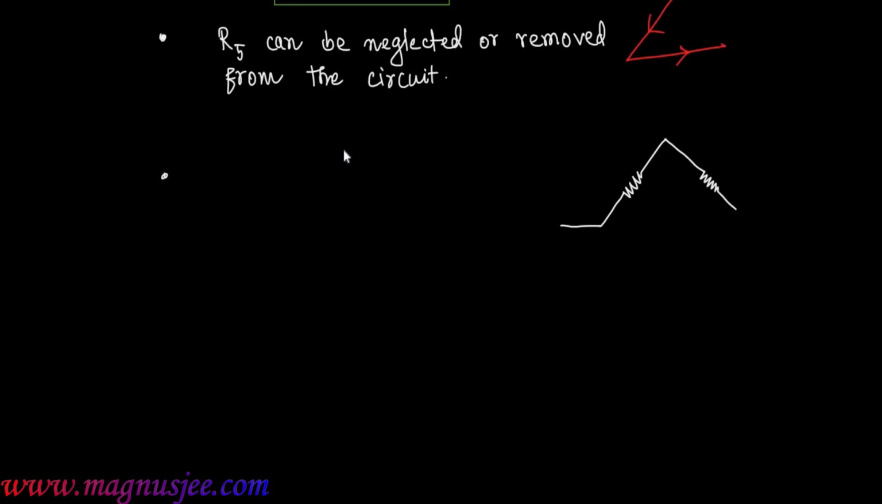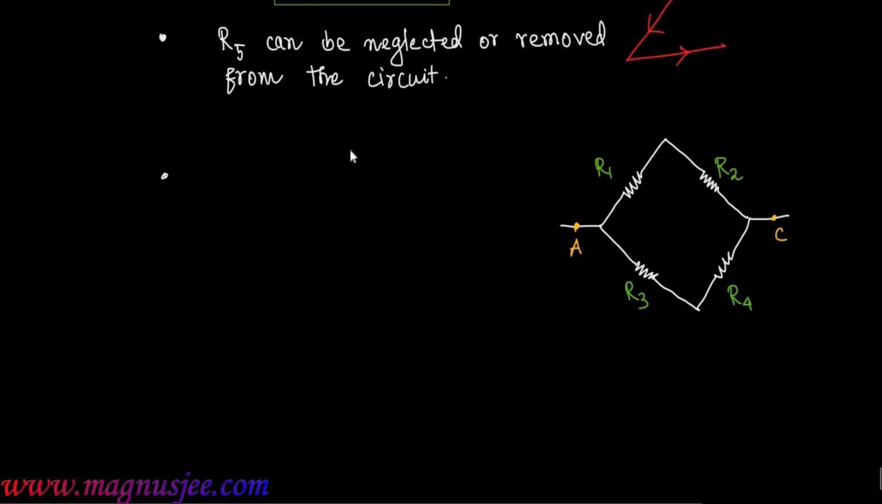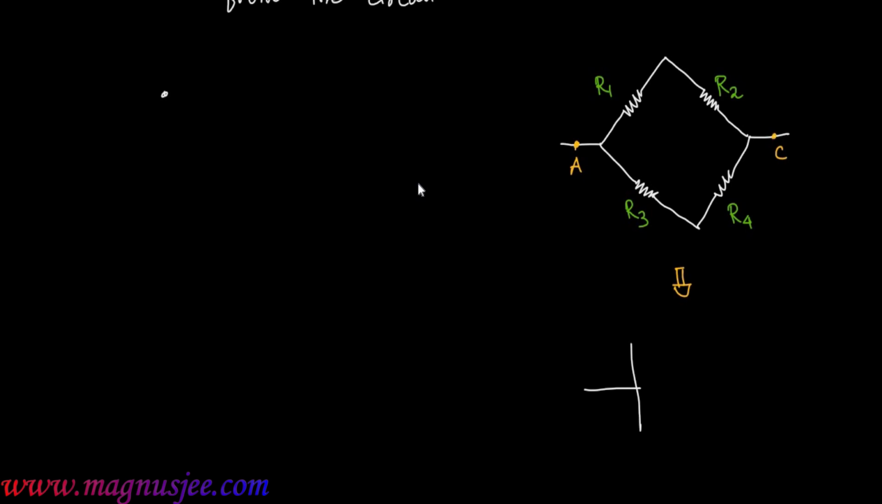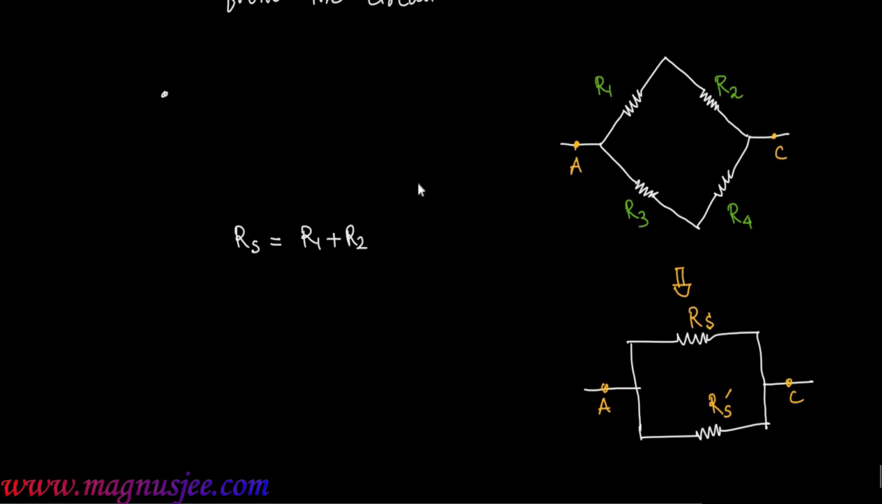And if R5 is removed from the circuit between the 2 points A and C, we shall get this type of circuit. A and C are the 2 points, between them R1, R2, R3 and R4 are connected and R5 can be neglected. The equivalent circuit diagram of this will have two resistances connected in parallel combination between A and C. Here Rs and Rs prime are the equivalent resistances of R1, R2 and R3, R4.